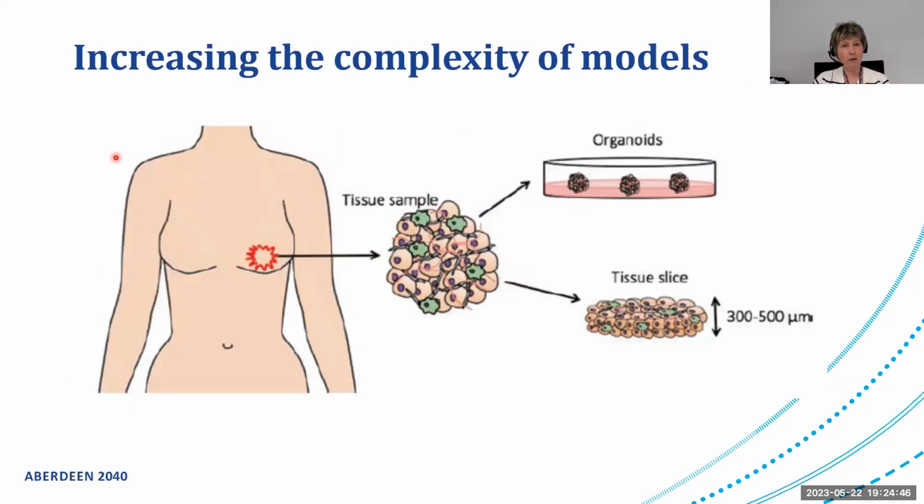So my approach has been to think, well, can we increase the complexity of the models that are available? I've told you about the very simple two-dimensional models. We can make these three-dimensional. We can make these a bit more complex by adding in cells. But what about taking a tissue sample from a breast tumour, as shown here, and either using this in its entirety as an organoid, or perhaps as a little tissue slice model?